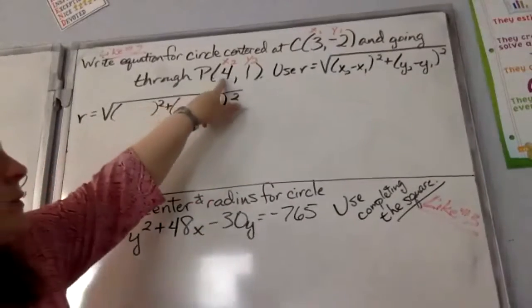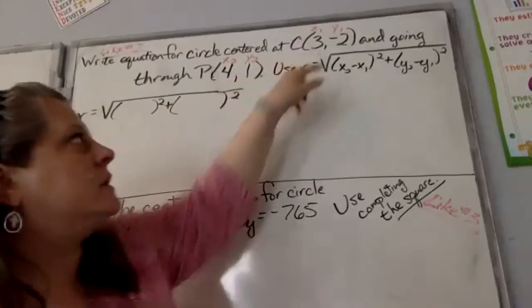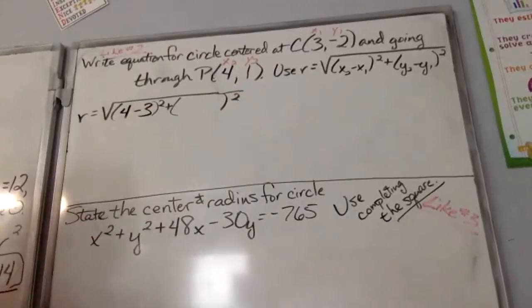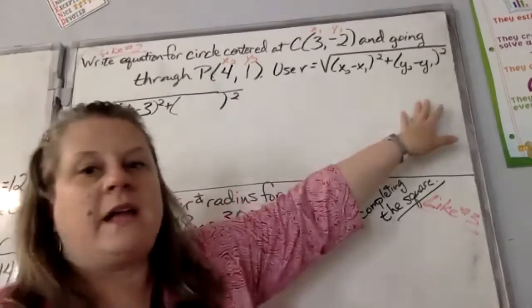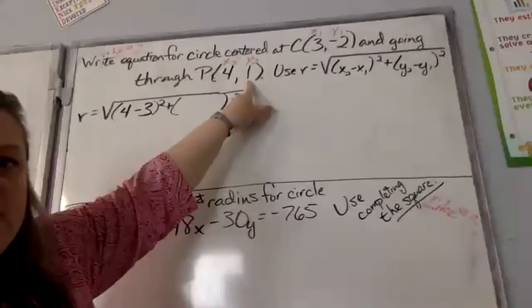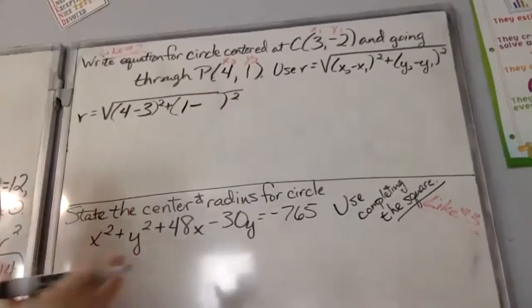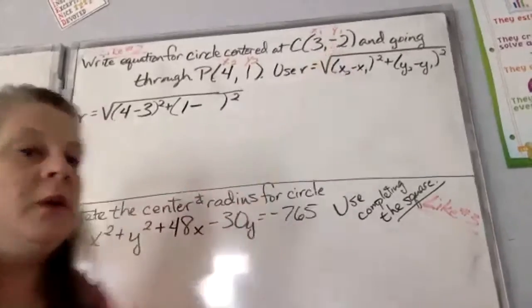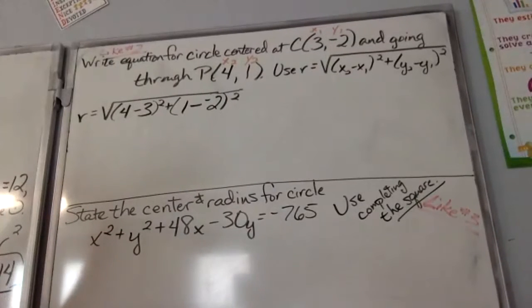My second x was 4, the point on the circle. My first x was 3 at the center. So I have 4 minus 3 in the first parentheses. And my second parentheses, the formula says y2 minus y1. My second y was the y in the point on the circle, 1. My first y was the coordinate of my center, which was -2. So I have 1 minus -2 in the second parentheses.